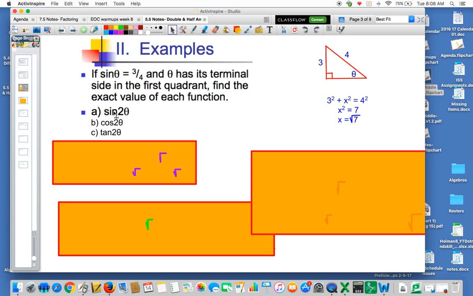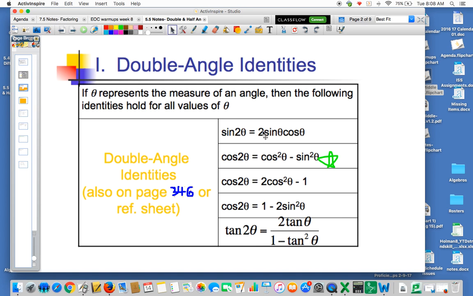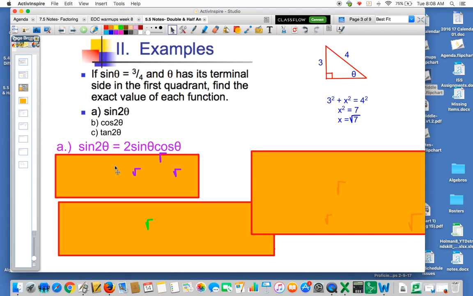So let's go back over here. We want to find the sine of 2 theta. If I use my formula, sine of 2 theta is 2 times sine times cosine. So 2 times sine times cosine, I'm just going to fill those in. The sine ratio they gave me was 3 over 4, and the cosine ratio, if I look at my triangle, is root 7 over 4, the adjacent side over the hypotenuse. So root 7 over 4. Sorry for the little crappy looking square roots.